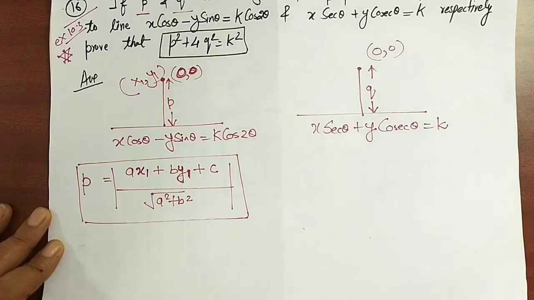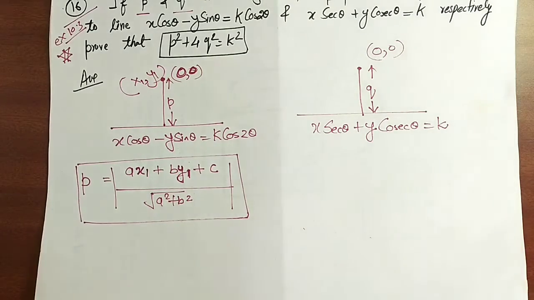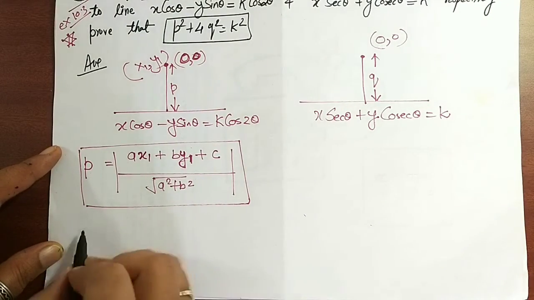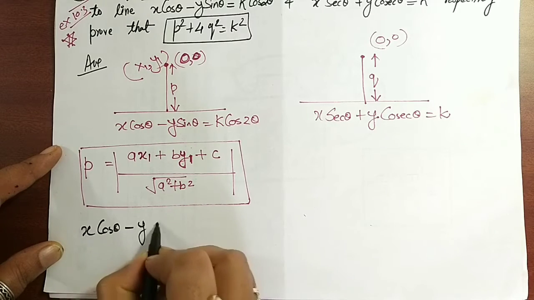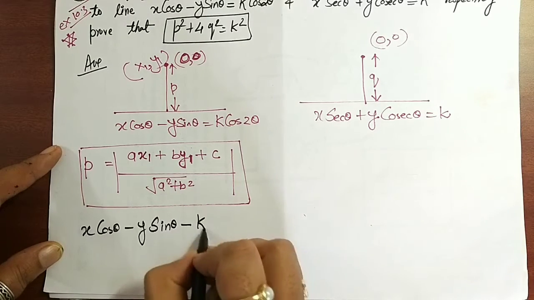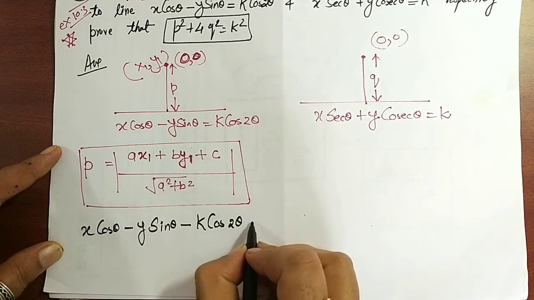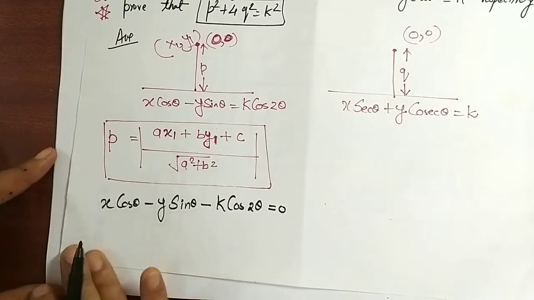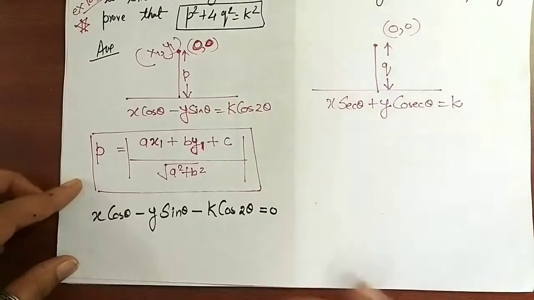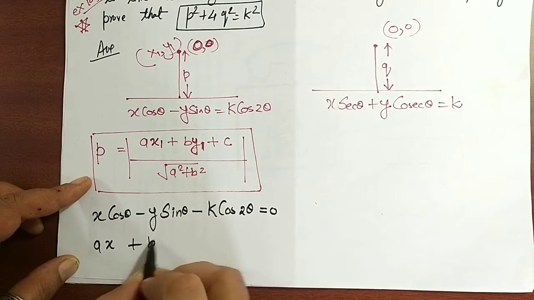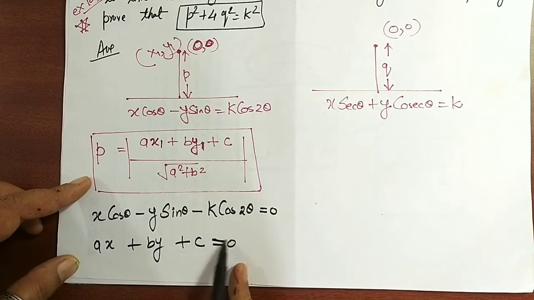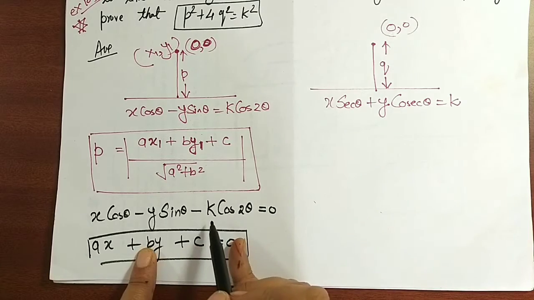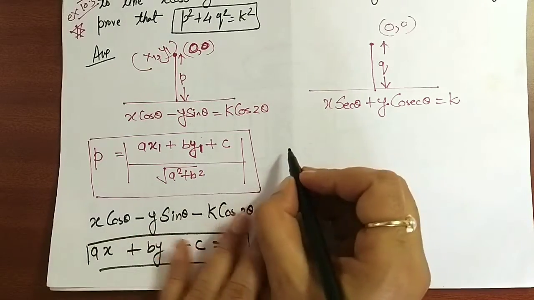So what we will do is, this is my equation. Let me write this equation in standard form. It will be x cos theta minus y sin theta minus k cos 2 theta equals 0, because I need to fit this equation into this formula. If I compare it with ax plus by plus c, a is this, b is this, and c is this. Let me fit the values.